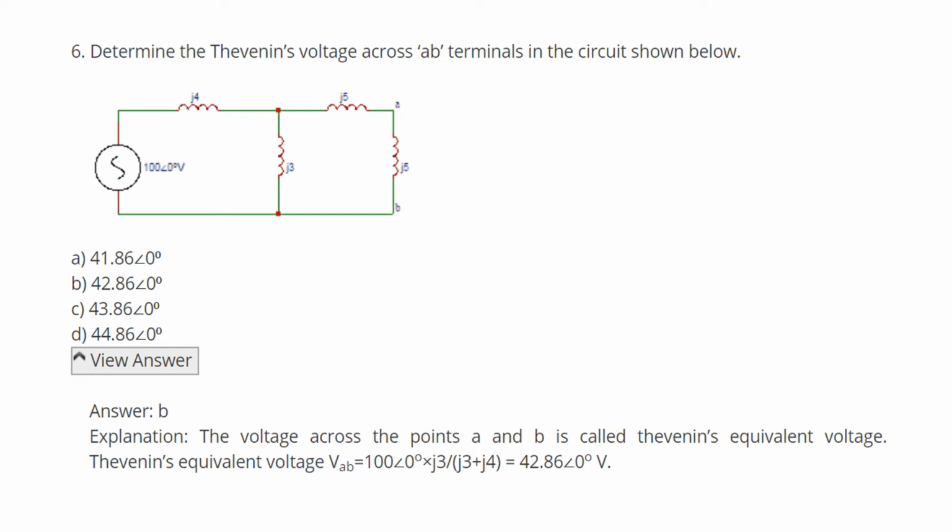The explanation is here. The voltage across the points A and B is called Thevenin's equivalent voltage. Thevenin's equivalent voltage VAB equals 100 angle 0 degree into j3 upon j3 plus j4. Finally, this is equal to 42.86 angle 0 degree volts. This is the answer, B.